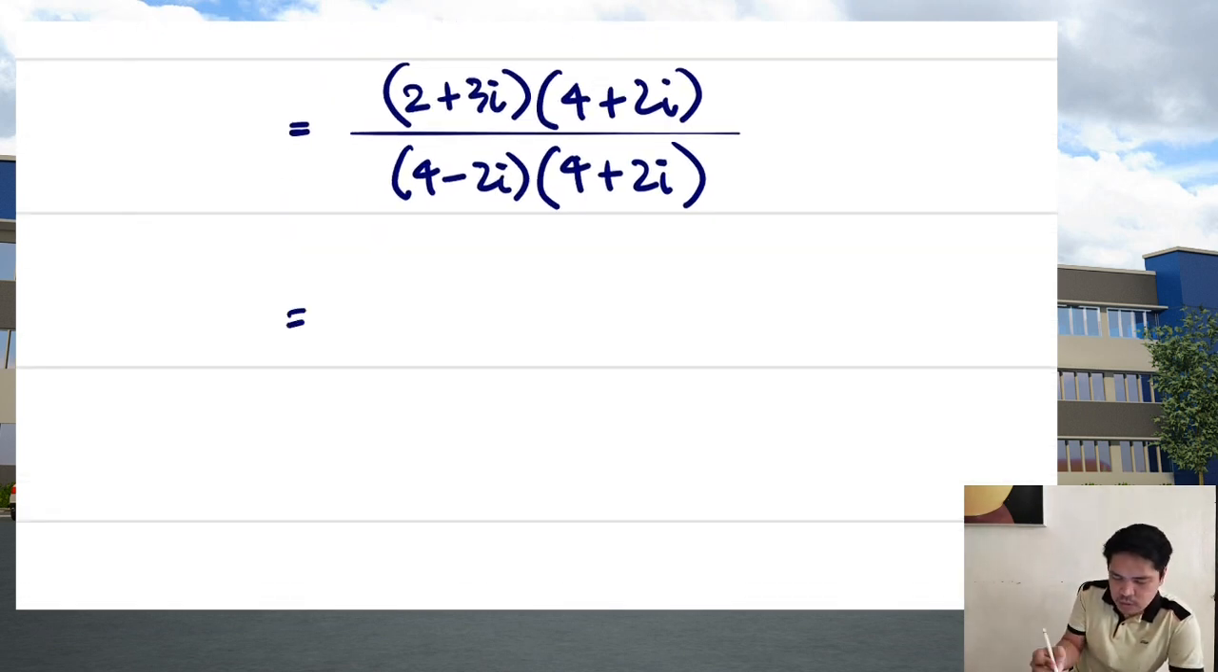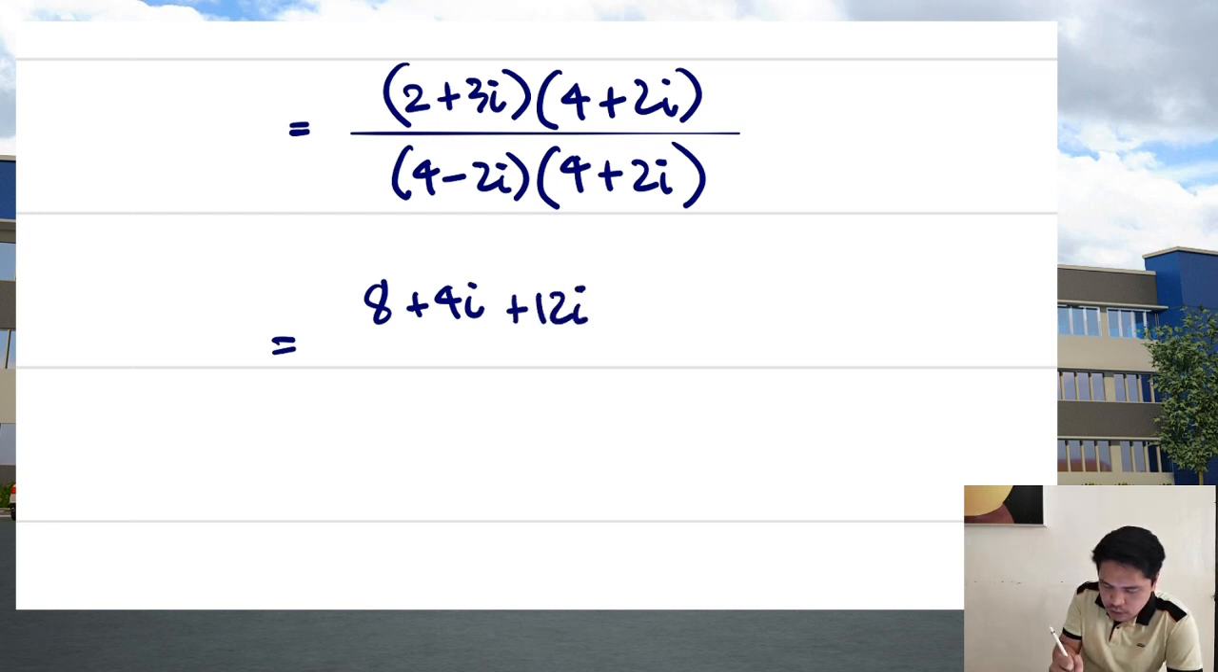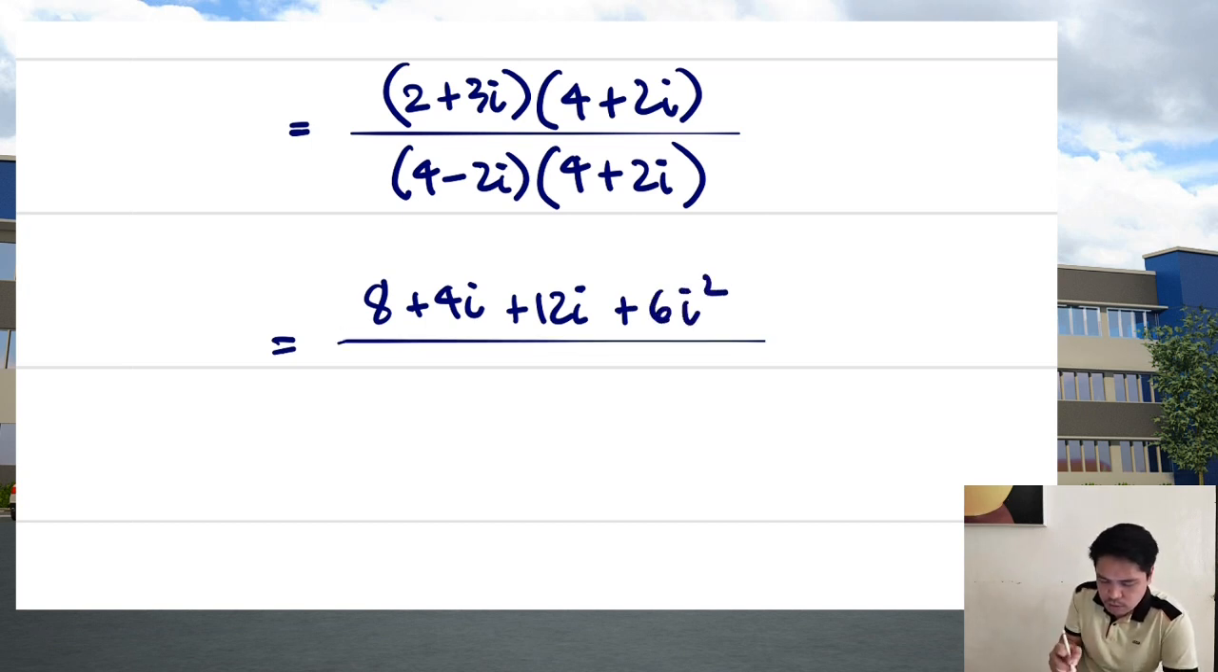Okay, yung sa numerator, we just follow again FOIL. That would be 2 times 4, 8. 2 times negative 2i, that would be negative 4i. Then plus 12i. Ito na yan. Then dito, last, plus 6i squared. Tama ba? Okay, check natin mamaya.